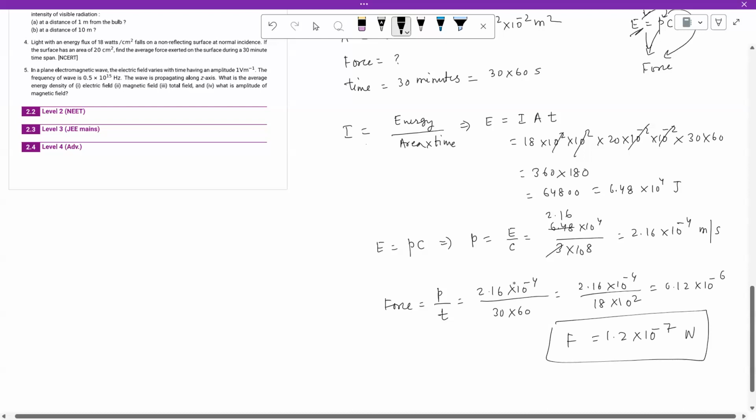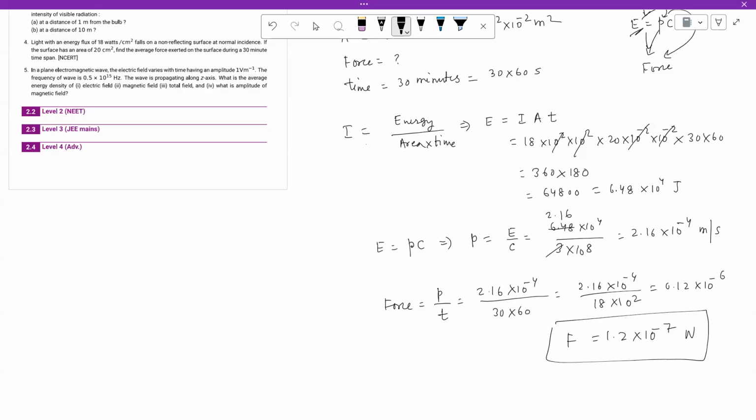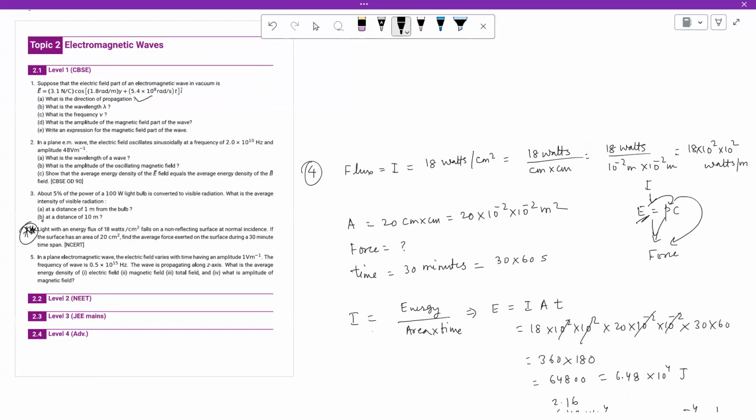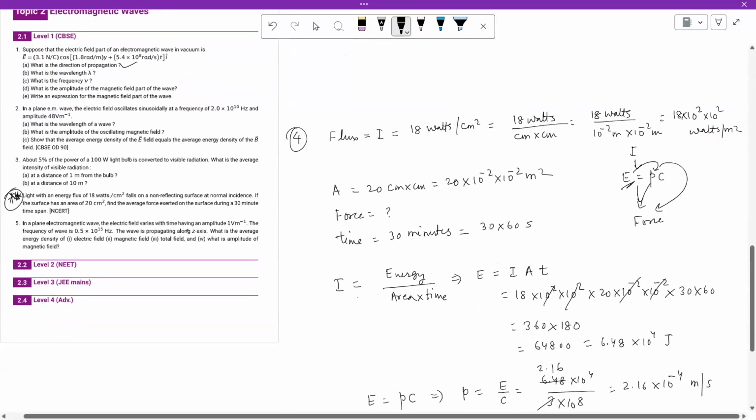So first we calculate energy. From energy we calculate momentum. From momentum we calculate force. Yeah, this one is a very, very important question. So please note this one down. First note down the question and then the answer.